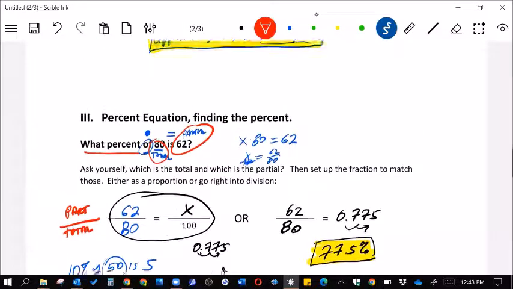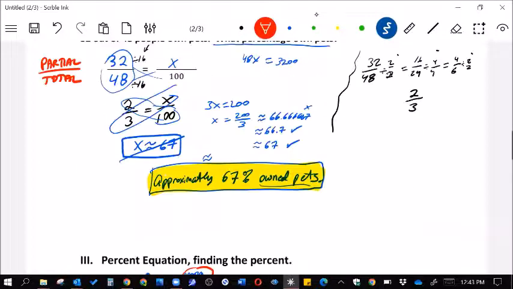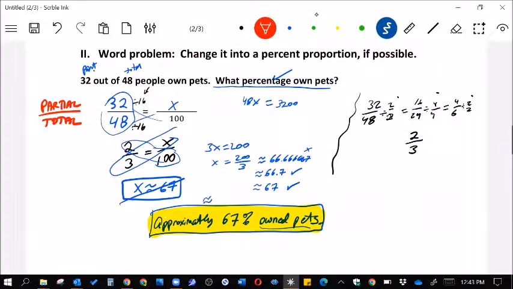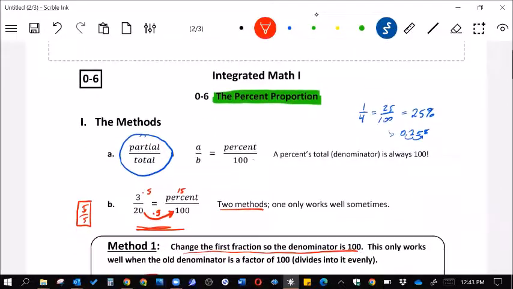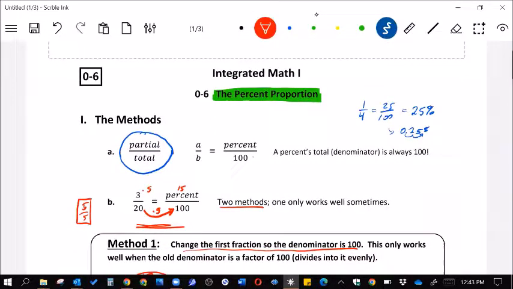Okay. And we did the same thing here. We didn't know the percent. And this one where it was a word type problem, which is still the same exact kind of thing of having a partial over a total. Okay. I hope that helps with understanding how to use these proportions.